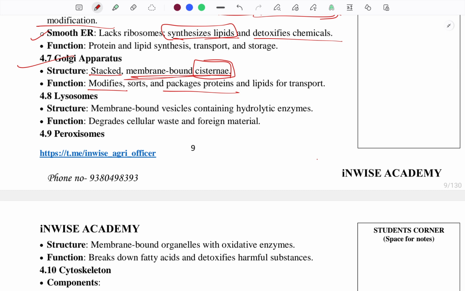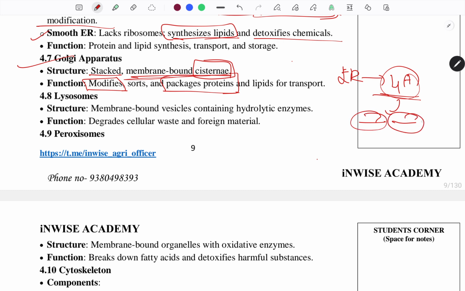Usually it is present adjacent to the endoplasmic reticulum. Whatever proteins are produced by the endoplasmic reticulum are transported to the Golgi apparatus. In the Golgi apparatus, it will modify the proteins, then sort those proteins, and pack them, and send them to the different places where those proteins are required.